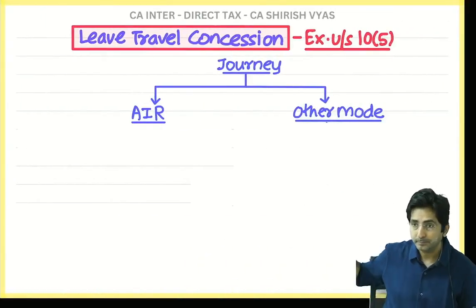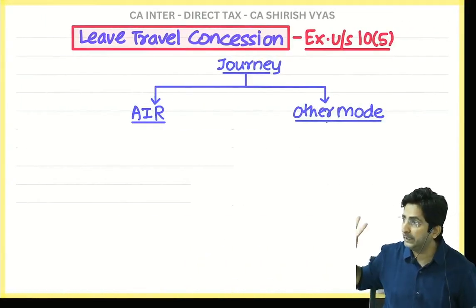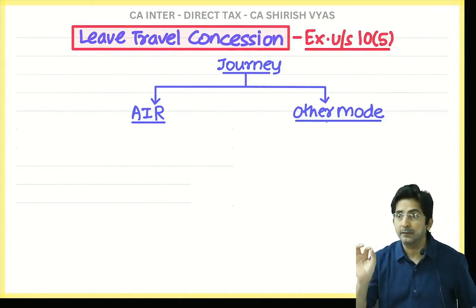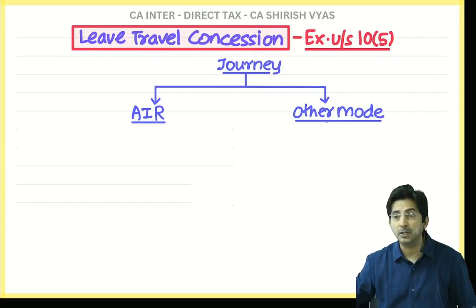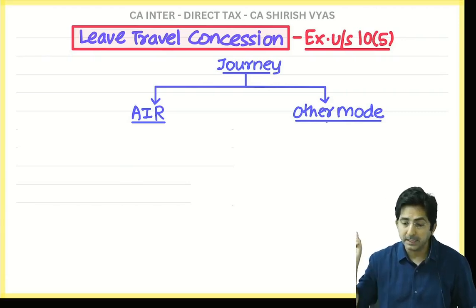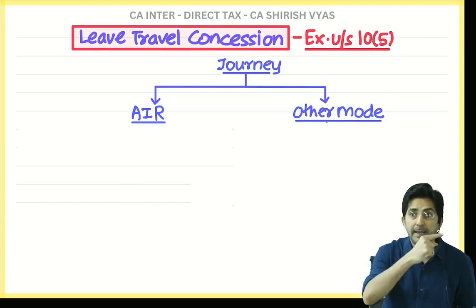Which one? 10.5, which is for leave travel. And the amount is economy class fare exemption. But this is if the journey is by air. Look at the chart. Only if the journey is by air.